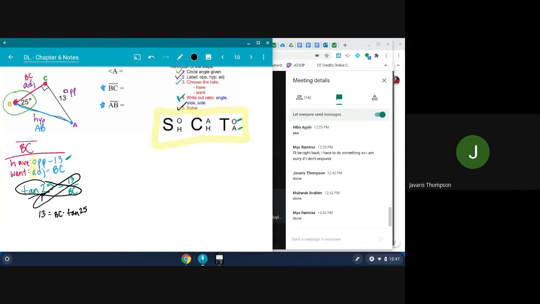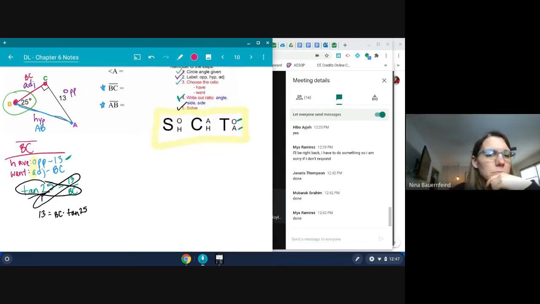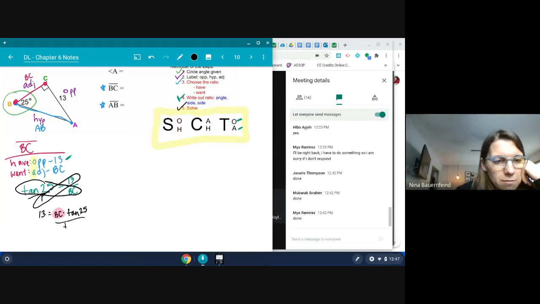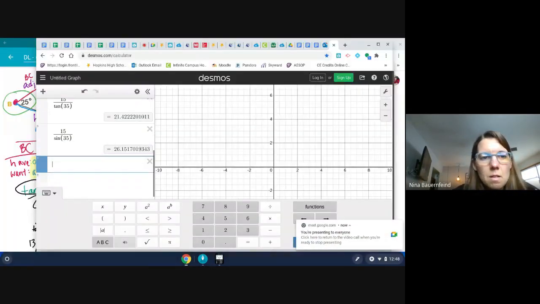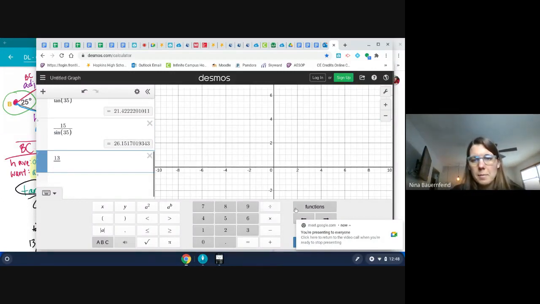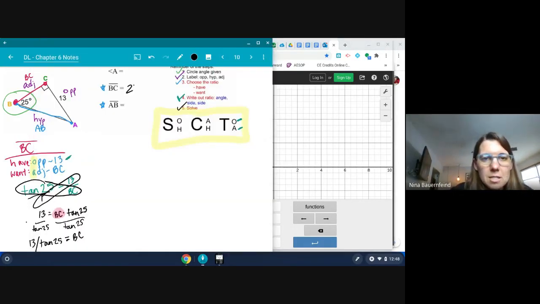You put it into the calculator. Yes, but there's one step before that. We have to get this thing by itself. So before we can type it in, we got to divide by tangent 25. So in your calculator, you're going to type in 13 divided by tangent 25 is going to equal BC. So let's do that. 13 divided by tangent 25 is 27.87. Since it's 87, it becomes 27.9. So BC is 27.9.